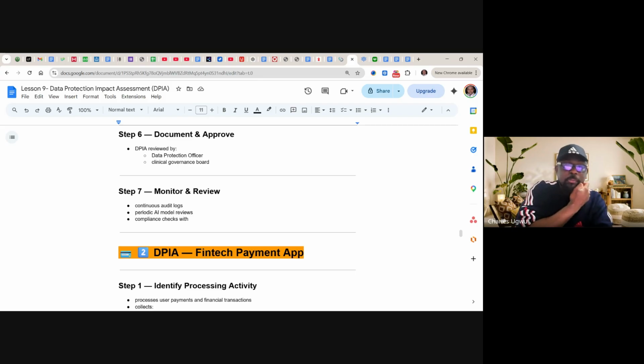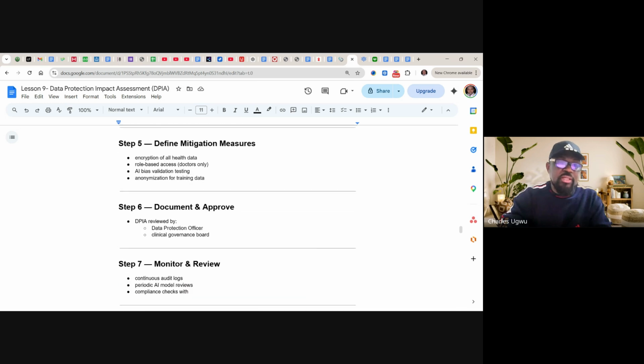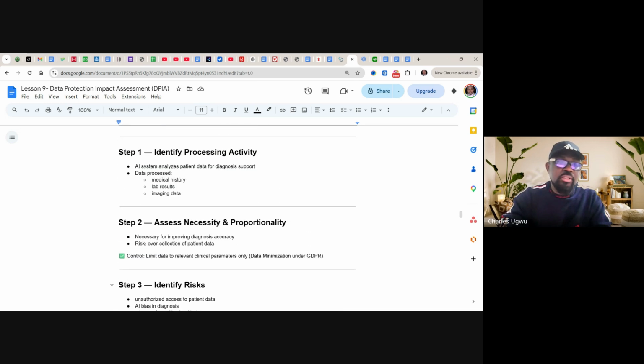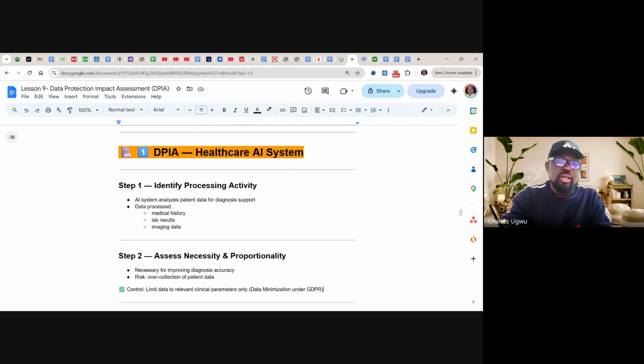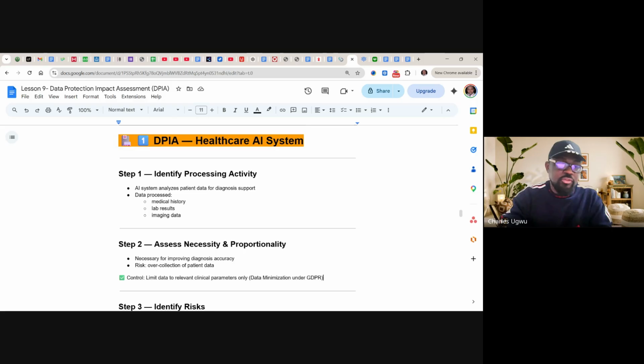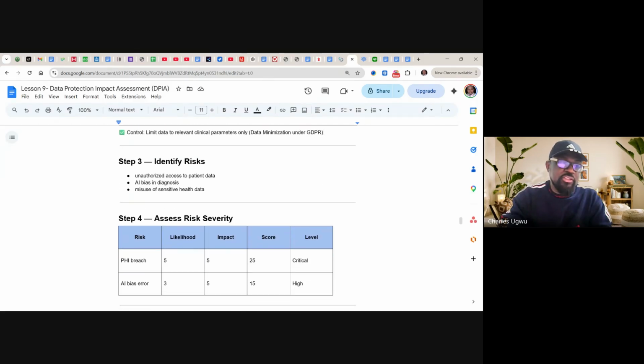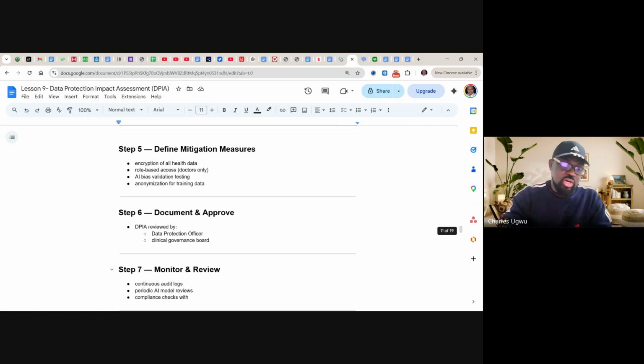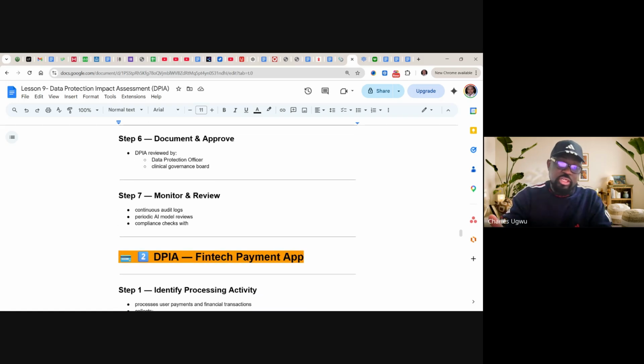We have successfully carried out a data protection impact assessment for this health AI system. So you see, apply these 7 steps to carry this out. This is a template. You can apply it when you are working on similar data within healthcare, NHS, or any healthcare. If you want to carry out a data protection impact assessment, this is perfect.